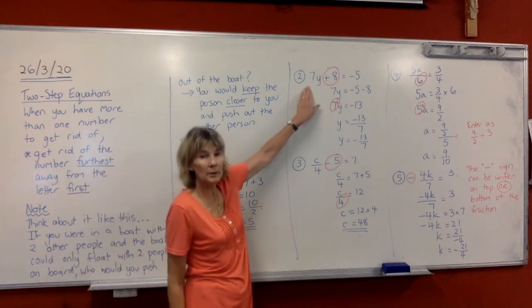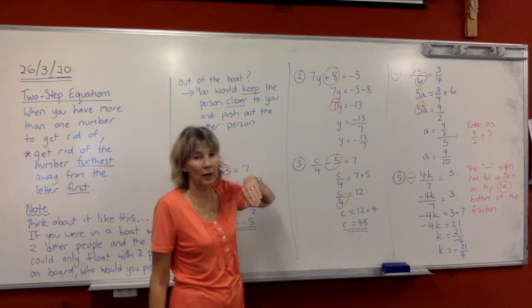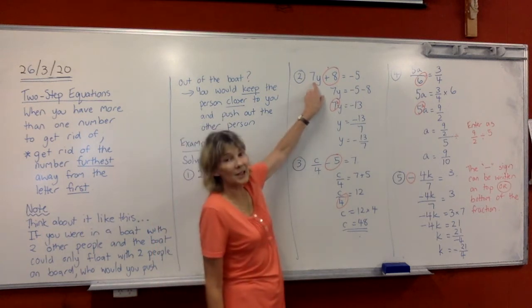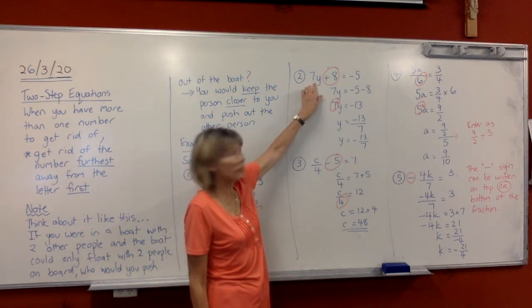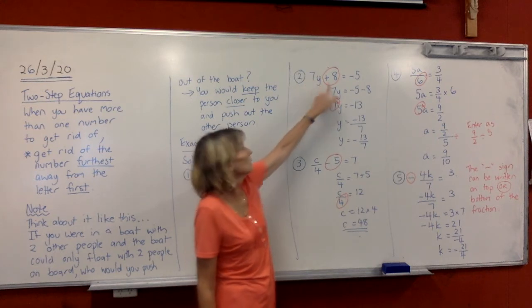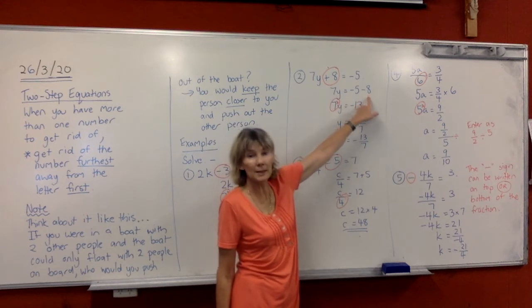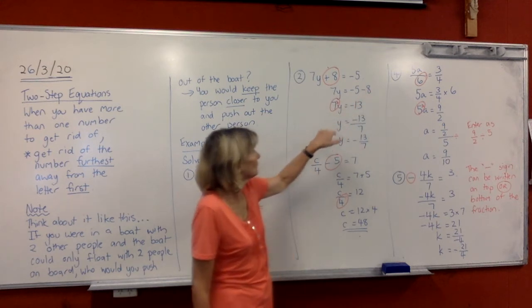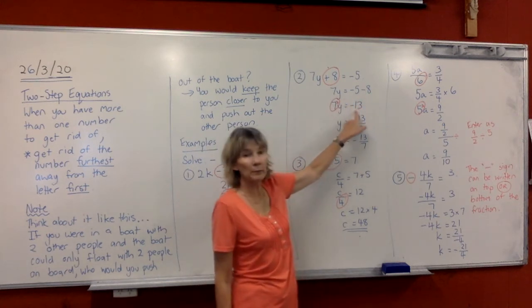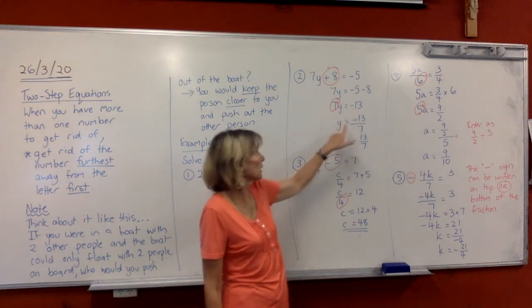The next one, 7y plus 8 equals minus 5. The 7 is attached to the y. They're like best friends. Don't separate them yet. The plus 8 is going to go first. So we're going to go over here and do the opposite of plus 8, which is minus 8. Work that out on your calculator and you'll get minus 13. And then we're going to continue.